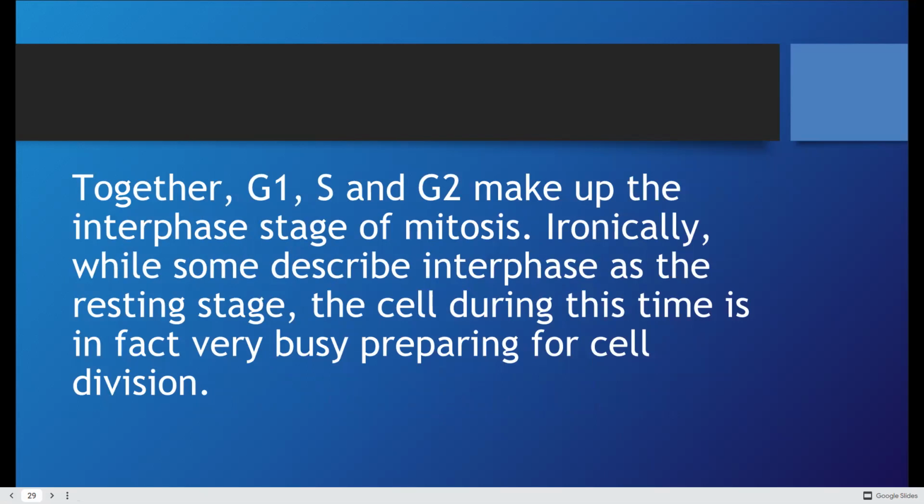While some describe interphase as the resting stage, the cell during this time is in fact very busy preparing for cell division. This is the preparation stage for cell division.